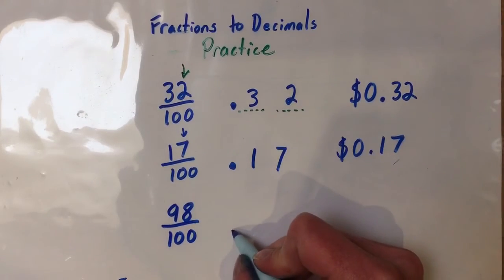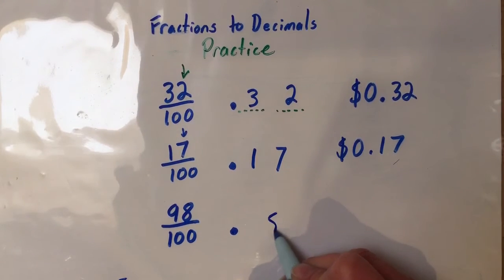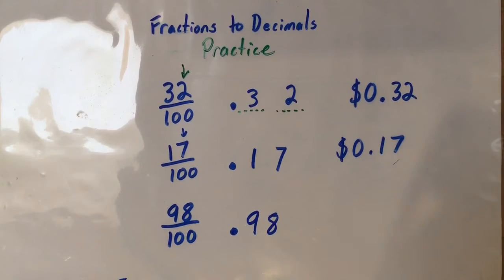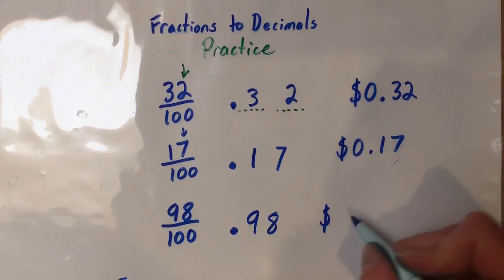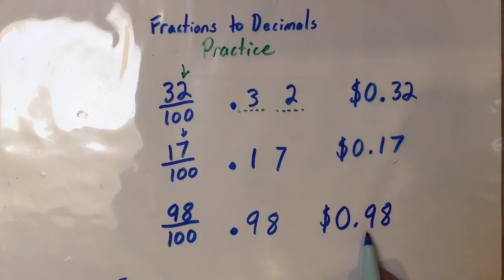All right, we put our decimal down. I know my 8 has to go in the hundredths place, and my 9 goes in the tenths place. 98 hundredths. If this were money, if that helps you, I have no dollars, and I have 98 pennies or 98 cents, and that's how I would write 98 cents.